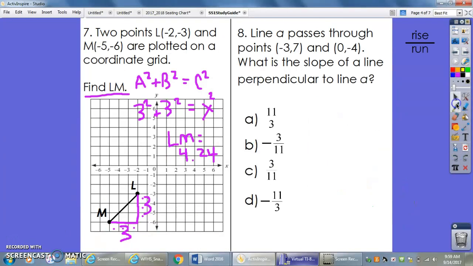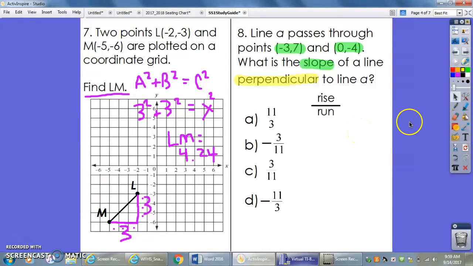Now we're on number 8. Number 8 says, line A passes through points -3, 7, and 0, -4. What is the slope of a line perpendicular to line A? The points they give me, they're asking me for slope, and then for perpendicular slope. Remember that slope is simply rise over run. So we plot the points, count our rise and run, write it as a fraction, and reduce it in the calculator.